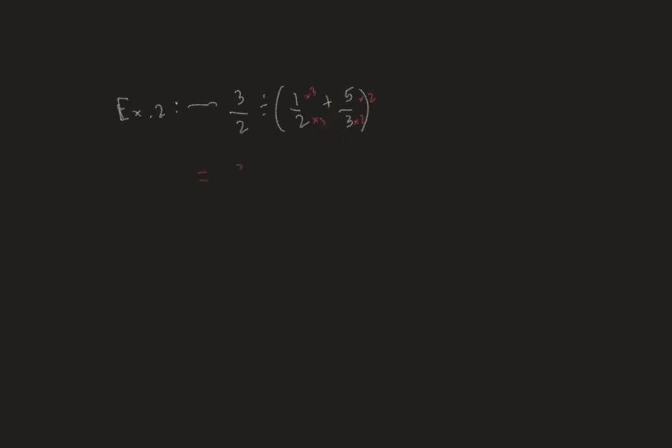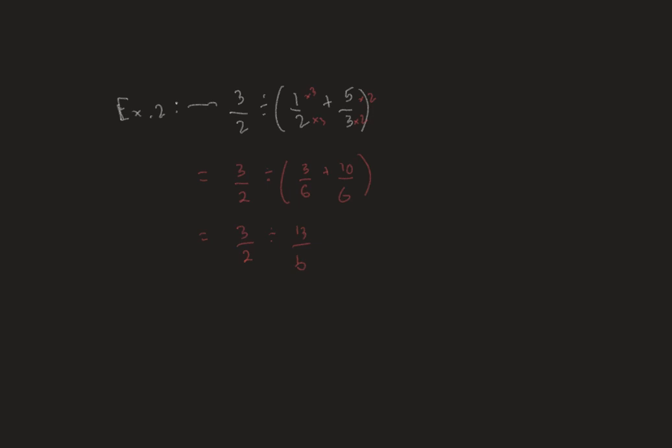Okay, so 3 over 2, not touching it, divided by. Now inside I've got 3 over 6 plus 10 over 6. Sorry, technical issues. And then you've got 3 plus 10, so this is going to turn into 3 over 2 divided by 13 over 6. All right.